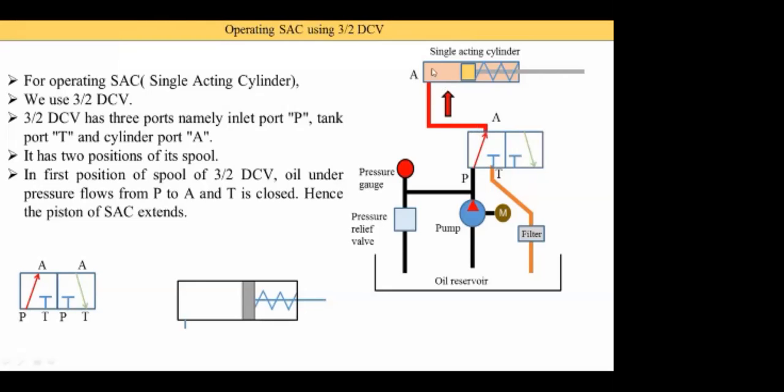Then oil enters inside the cylinder, and this oil applies some force on the piston, and the piston moves from the left side to the right side. Hence the piston of the single acting cylinder extends. During this first position, here you see the T port is in a closed condition. This T type symbol indicates it is the closed position. So here I complete the first position. Now we understand the second position.